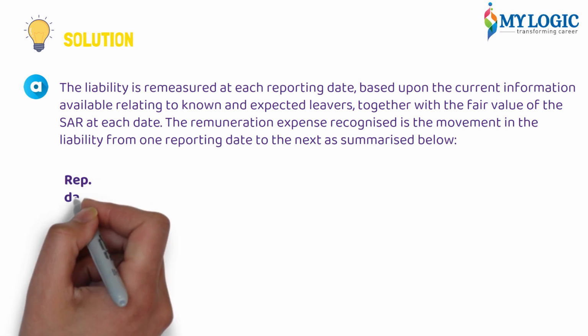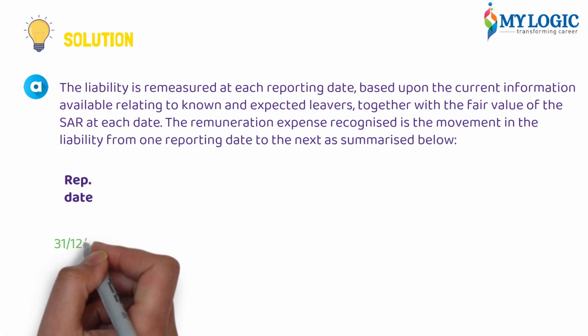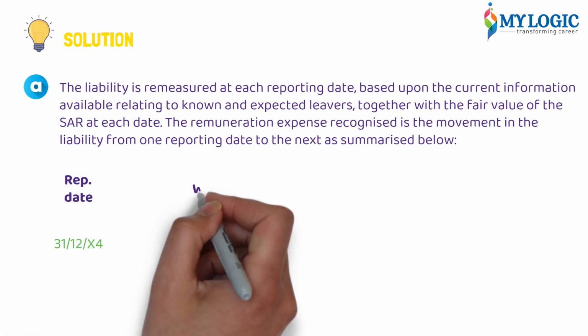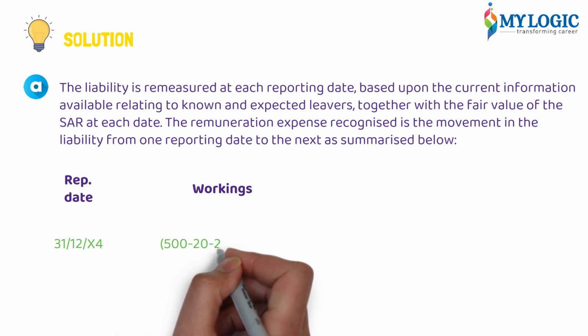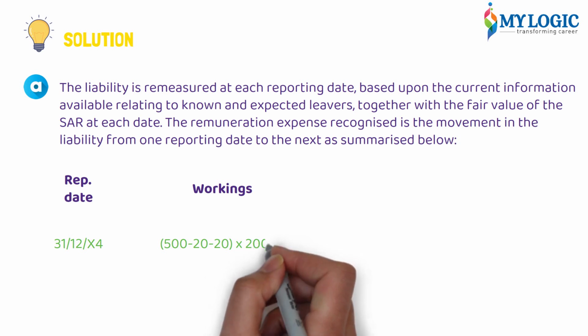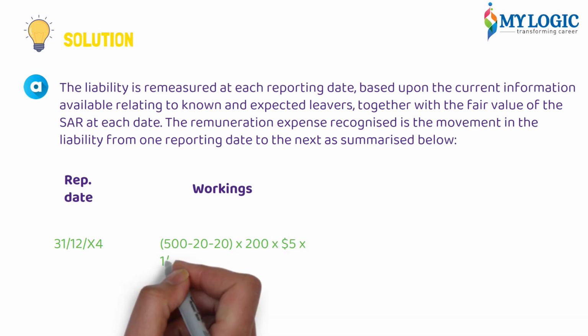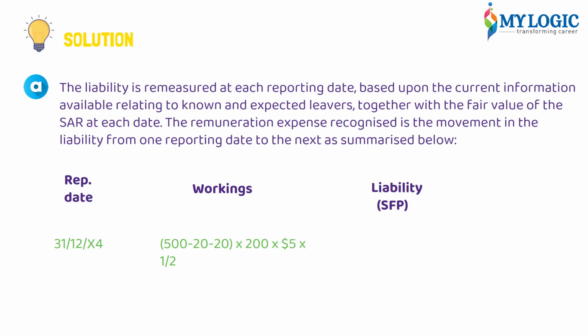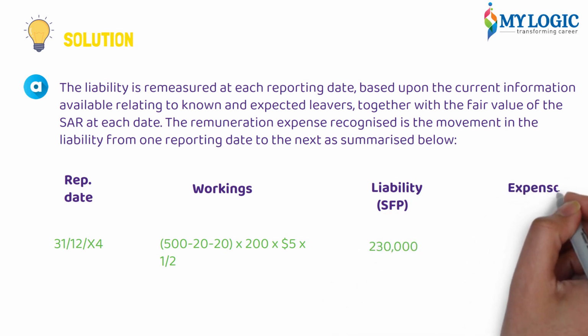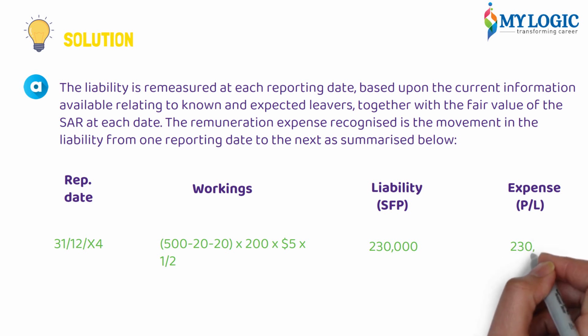For reporting date 31st 12/2014, workings: 500 minus 20 minus 20 multiplied by 200 multiplied by $5 multiplied by 1 divided by 2. Liability SFP $230,000. Expense P&L $230,000.